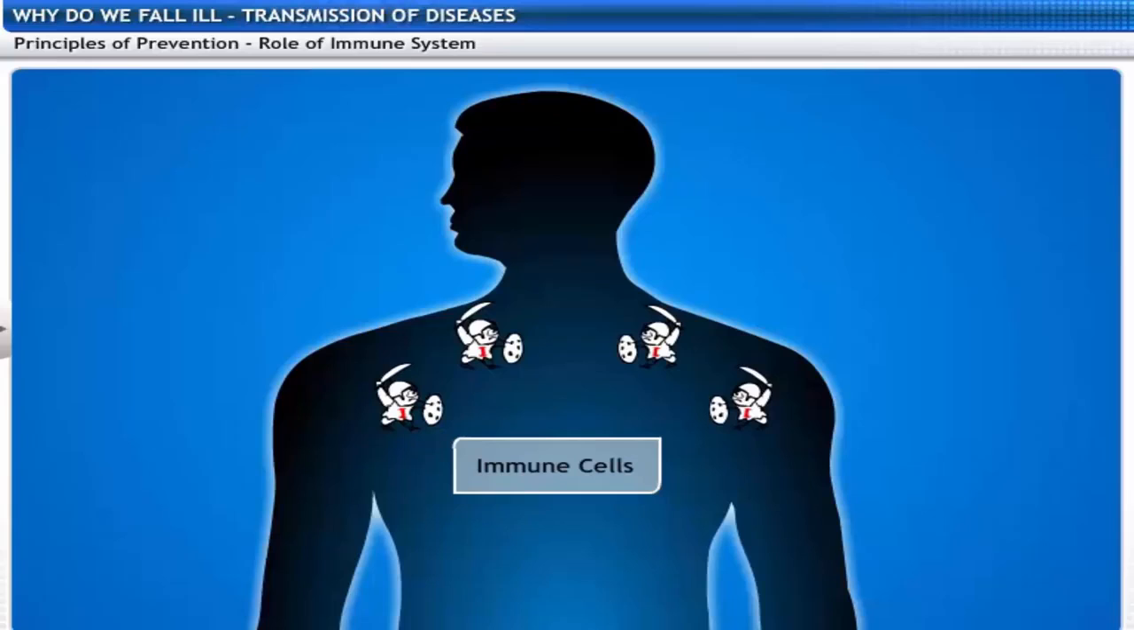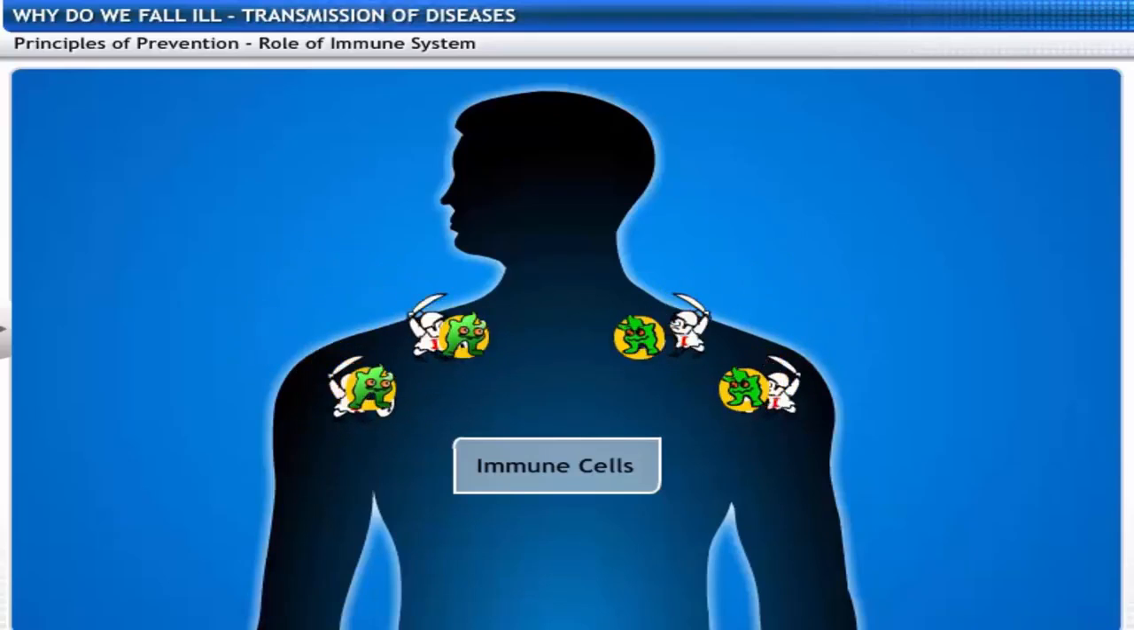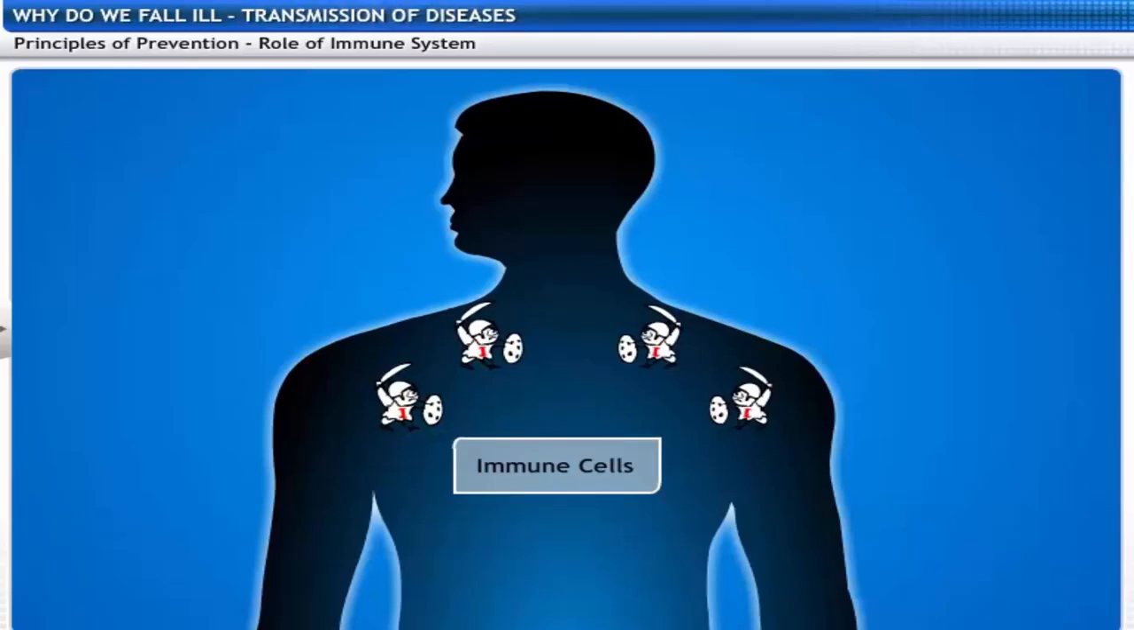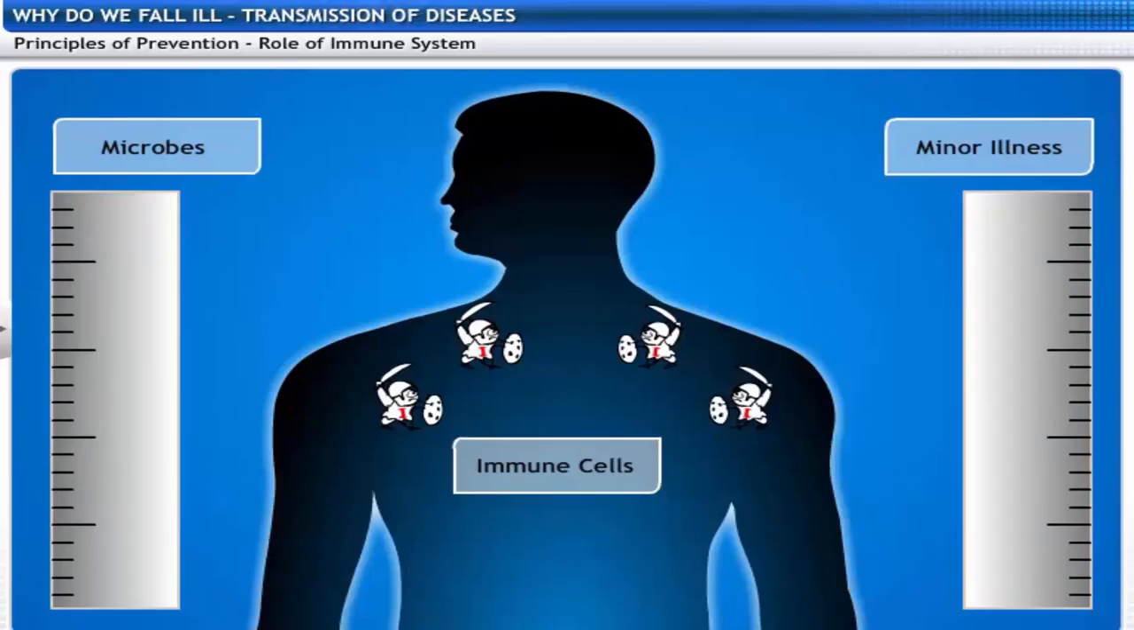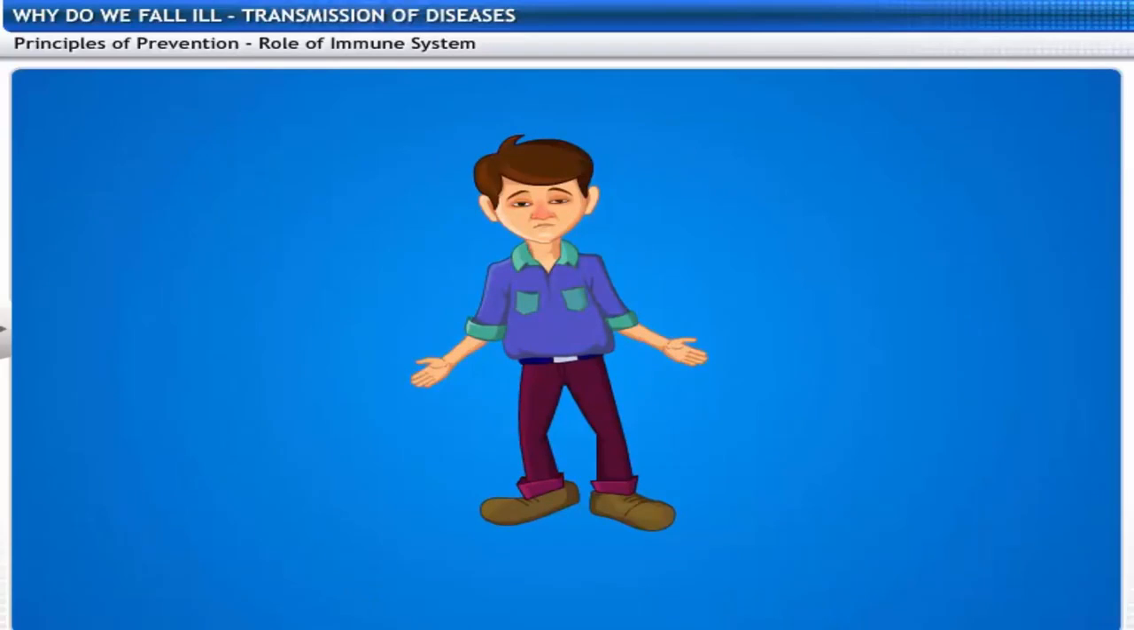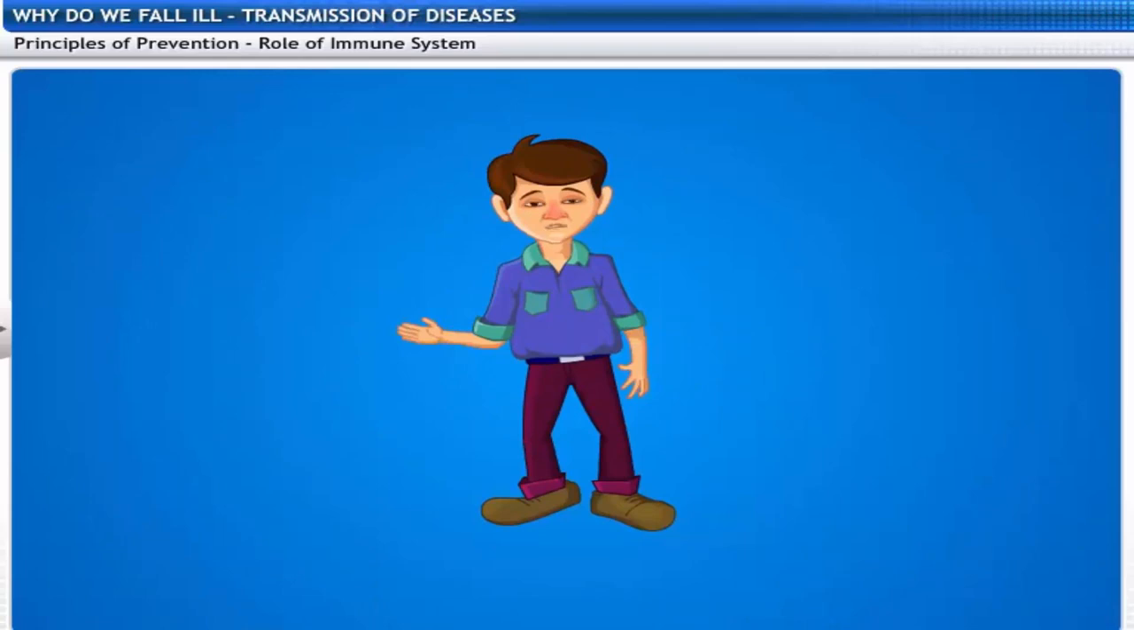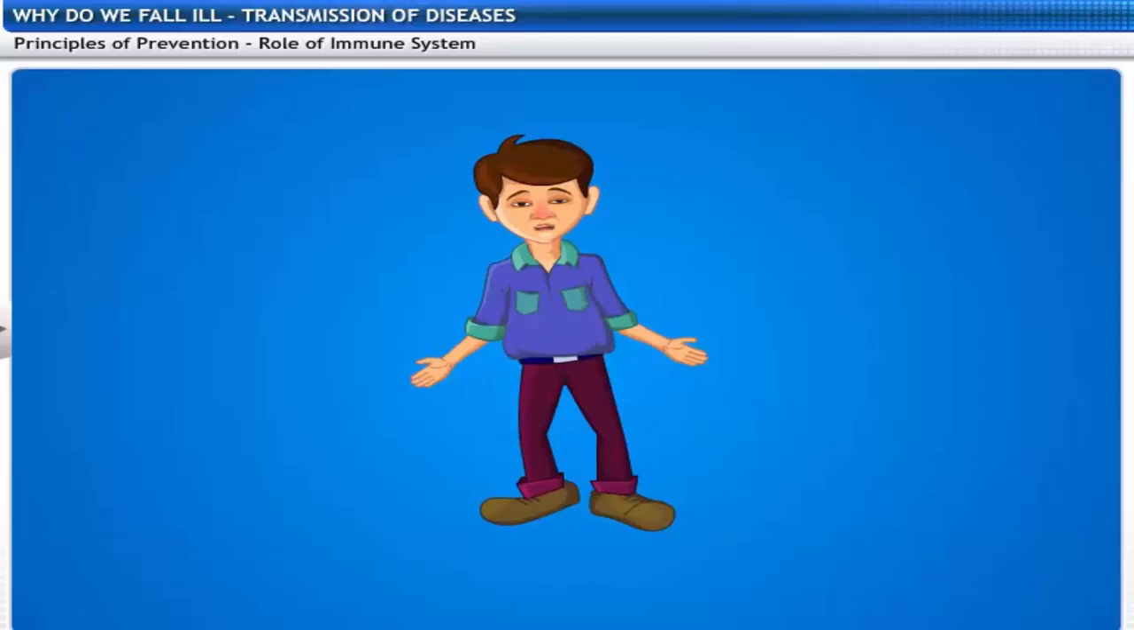The human body has some cells specialized in fighting with the microbes. These cells fight with the microbes as soon as they enter the body. If these cells are successful, we may not be infected by a disease. If the number of microbes can be controlled by immune cells, the symptoms of illness will be minor. So, the chance to get an infectious disease depends on how efficient our immune system is.